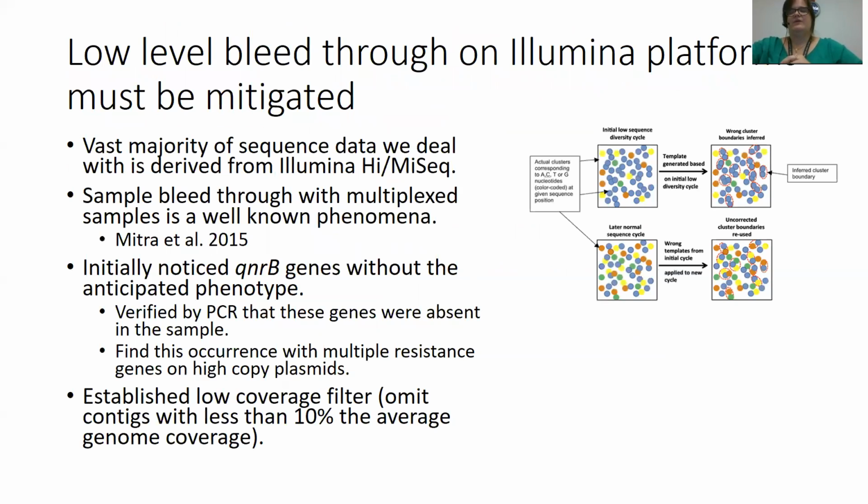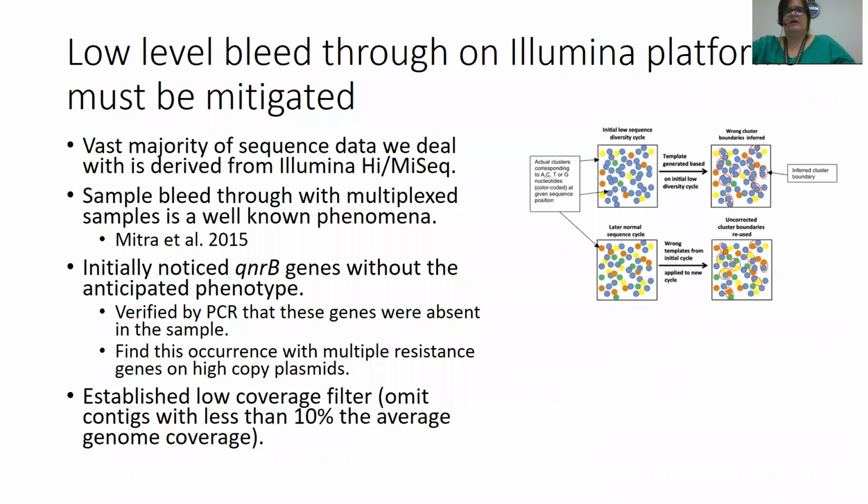One lesson that we learned fairly early on, soon after I got to CDC, is that the low-level bleed-through that you observe with Illumina platforms really has to be mitigated if you're going to look at AMR gene detection. In NARMS, the vast majority of the sequence data that we deal with is derived from Illumina HiSeq and MiSeq, and sample bleed-through is a well-known phenomenon. You can see the Mitra et al. paper from 2015 that goes over this super well. It has to do with reads belonging to the wrong index sometimes getting captured and binned in your sample in the image processing step.